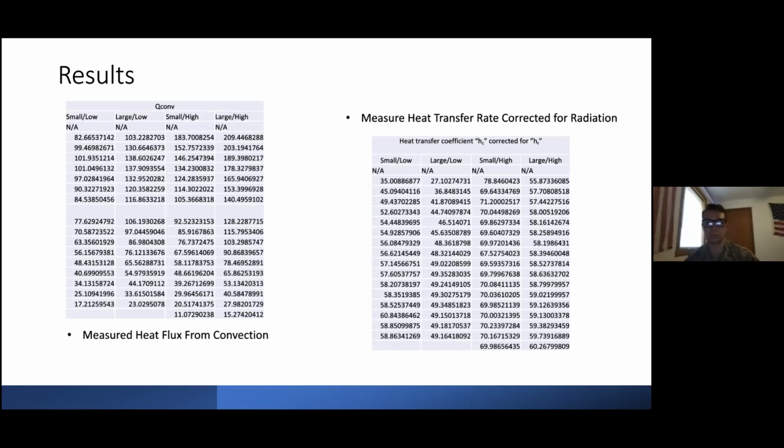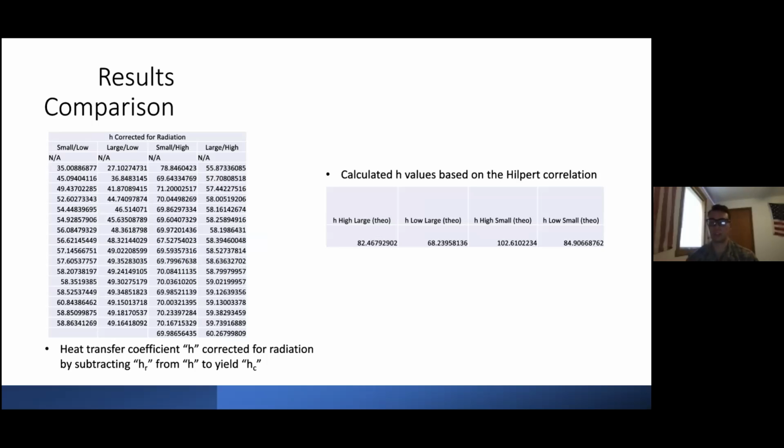Next slide, please. Okay, and the final results slide before we get into error will be a comparison between the theoretical values from the fluids textbook versus what we actually got during our lab. So the graph on the left is the heat transfer coefficient corrected for convection from the last slide, and it's compared to our calculated H values based on the Hilpert correlation that Dan mentioned earlier.